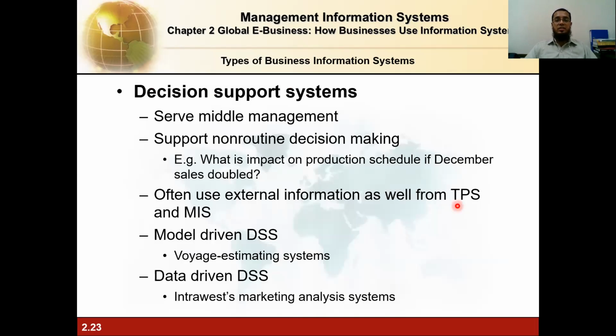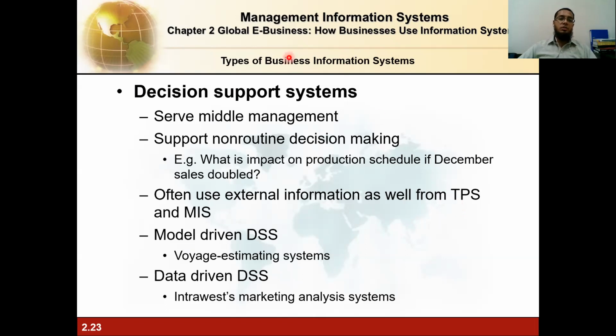The second type of system basically serves the middle management. So we have three levels. The first one was the operational level, which is covered by the TPS. The second one is the middle level, which is covered by the decision support system, DSS. The top one is the top management, and the ESS, the enterprise systems, support the top management.